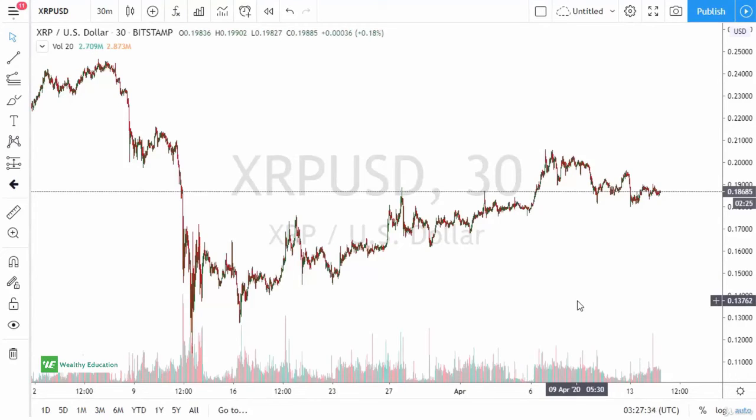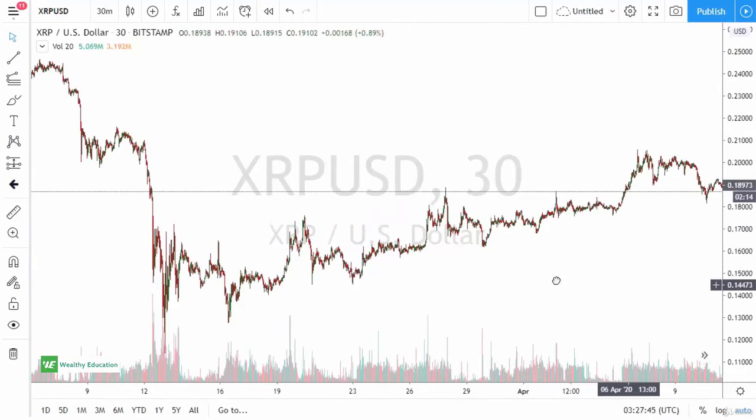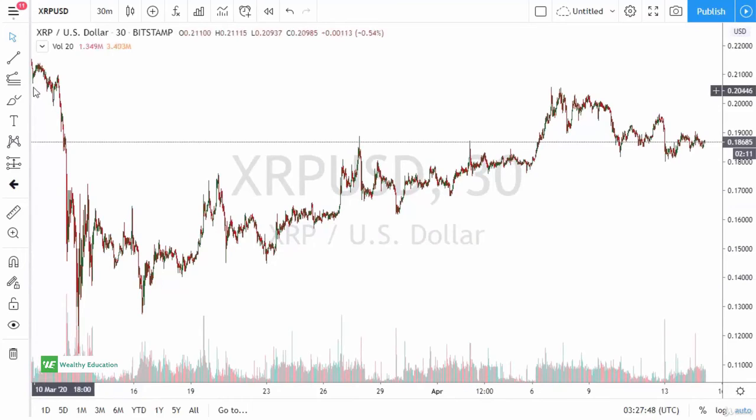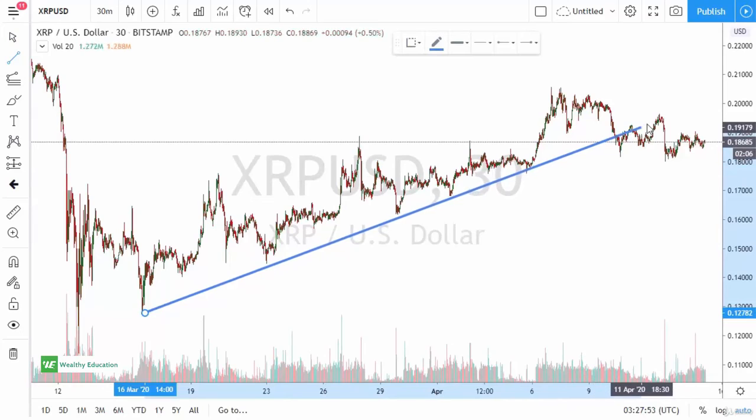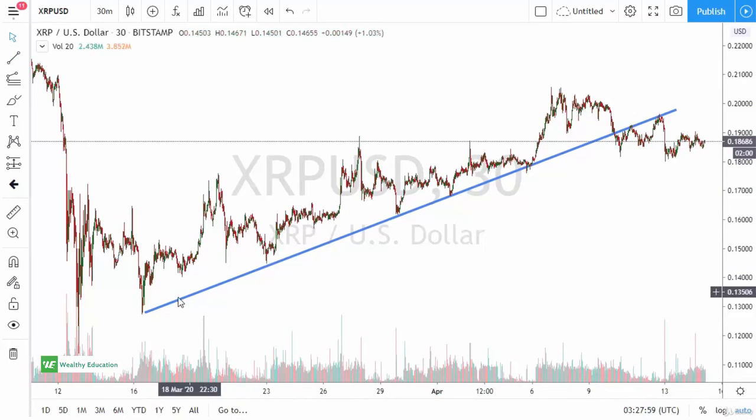There are quite a few different ways to look at volume and the trend. So, for example, if you are already long of Ripple at this point, remember our trend line. This was a nice run from the 16th of March all the way to the 10th of April on the 30-minute chart. So quite frankly, there was no reason to be short of Ripple any time during this.